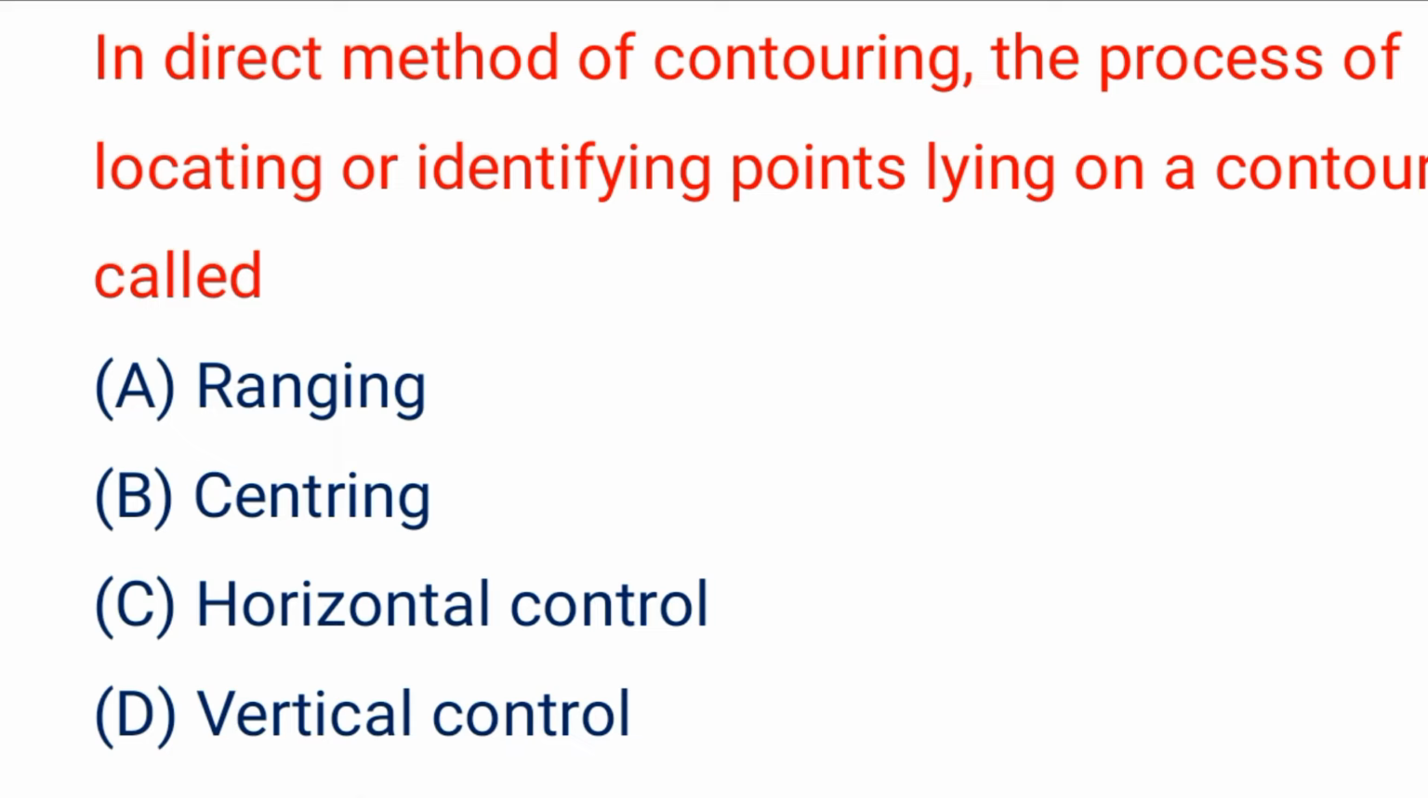Next question, in direct method of contouring, the process of locating or identifying points lying on the contour is called option A ranging, option B centering, option C horizontal control, option D vertical control. The correct answer is option D vertical control.